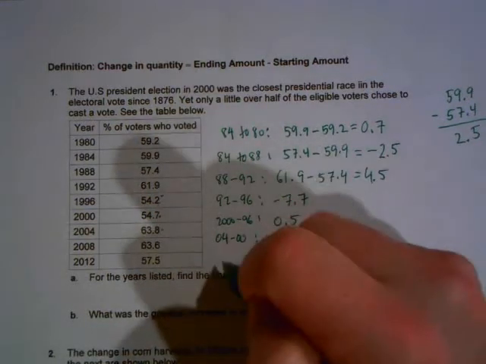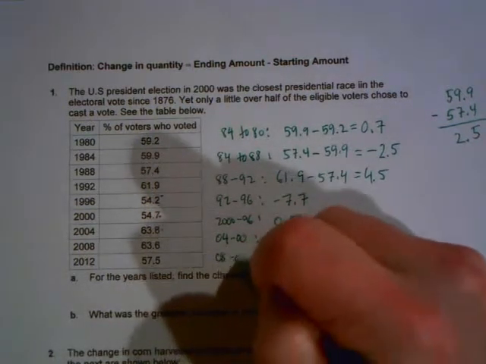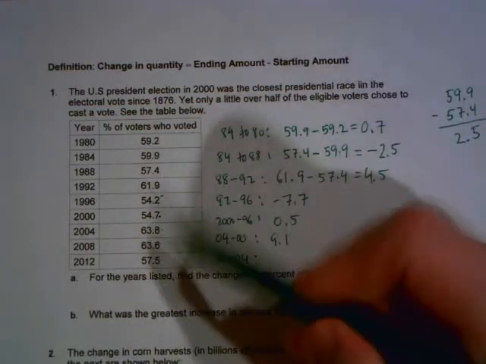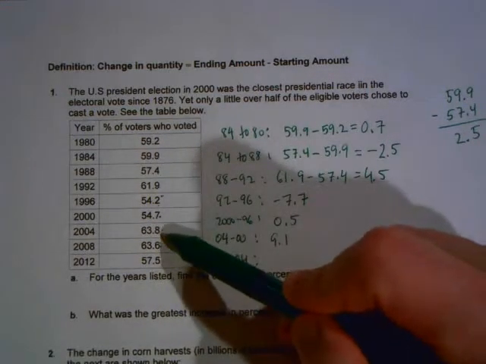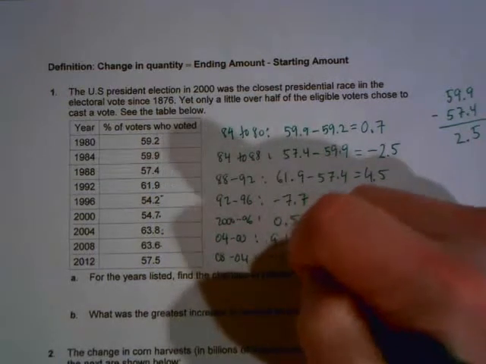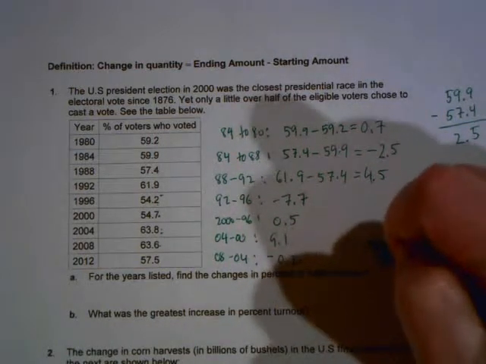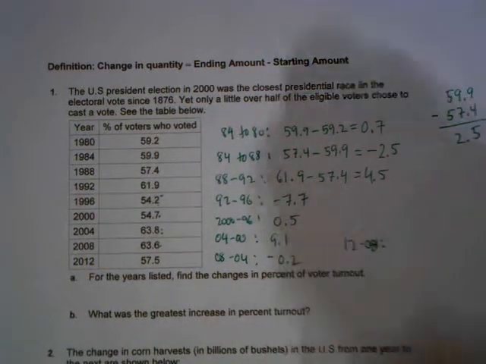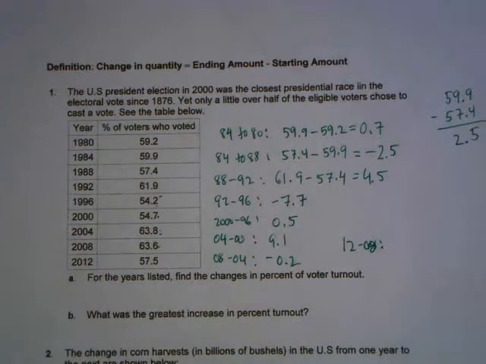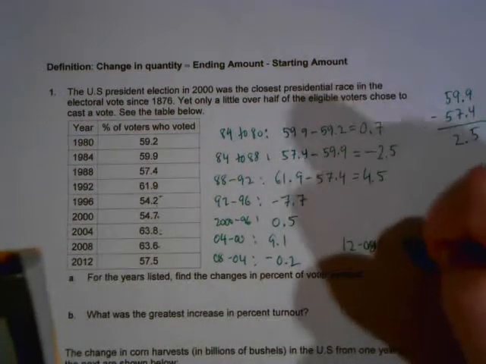A couple more to go. From 08 to 04, 63.6 minus 63.8, that's minus 0.2. And finally, from 12 to 08, we have 57.5 minus 63.6, that's minus 6.1.